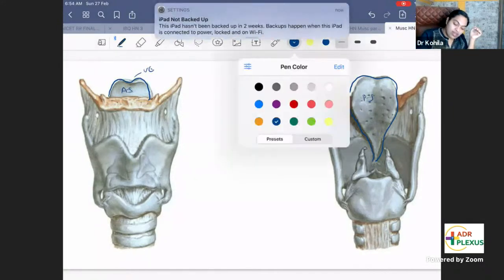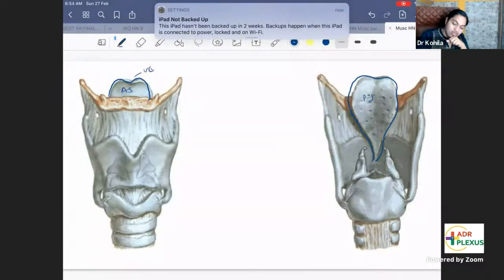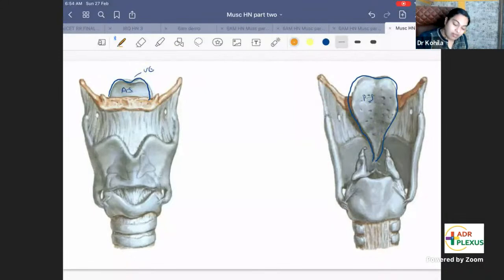Any idea what are the muscles related to epiglottis? I don't know whether orange and all will work out. Okay, what are the two muscles related to epiglottis?